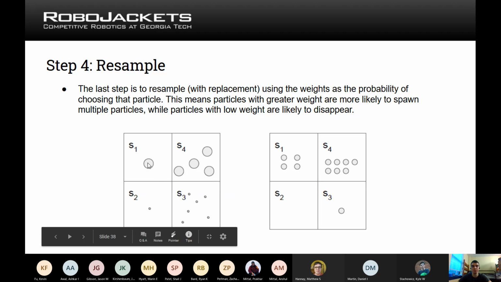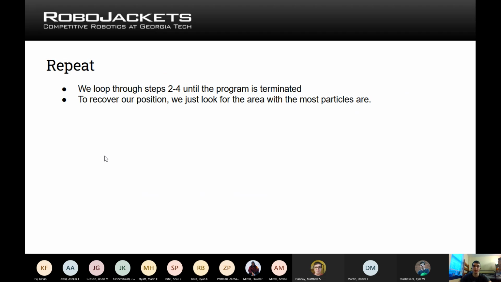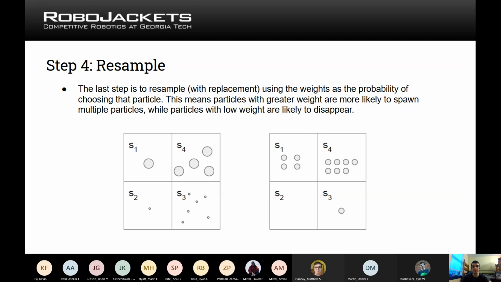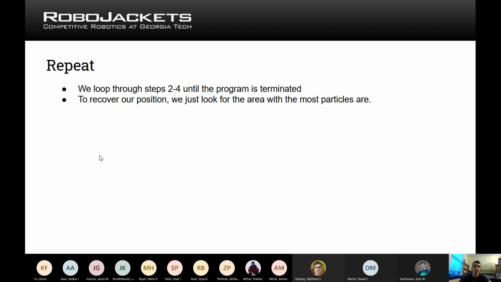For example, this one particle now has 4 particles representing that state. And this particle here, there was only 1 particle to begin with, and it became small due to the weight, so it now just disappeared. Usually you keep N constant, so you're just going to resample N points with these probabilities. And we'll loop through steps 2 to 4 until the program is terminated. And that's basically it. That's the particle filter.